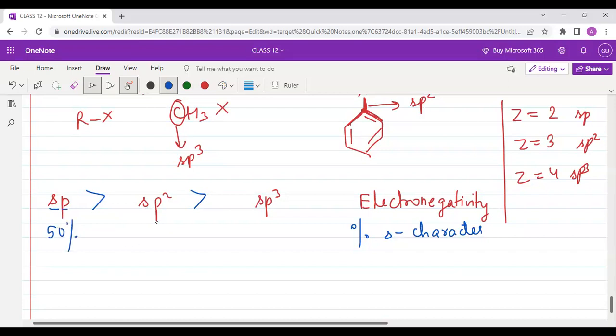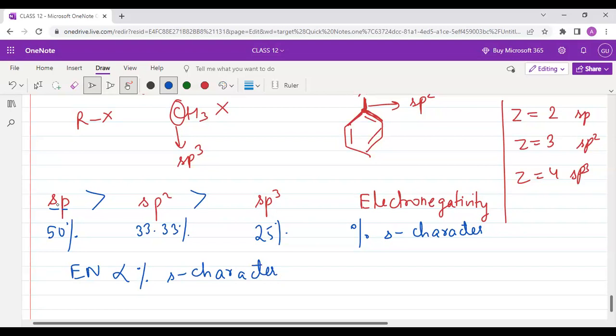In sp2, we have 3 parts, so 100 divided by 3 is 33.33%. This is the percentage S character in sp2. And in sp3, we have 4 parts, so 100 divided by 4 is 25%. This you should remember. Electronegativity is directly proportional to the percentage of S character. The greater the percentage of S character, the greater the electronegativity. So sp is more electronegative than sp2, and then sp3.